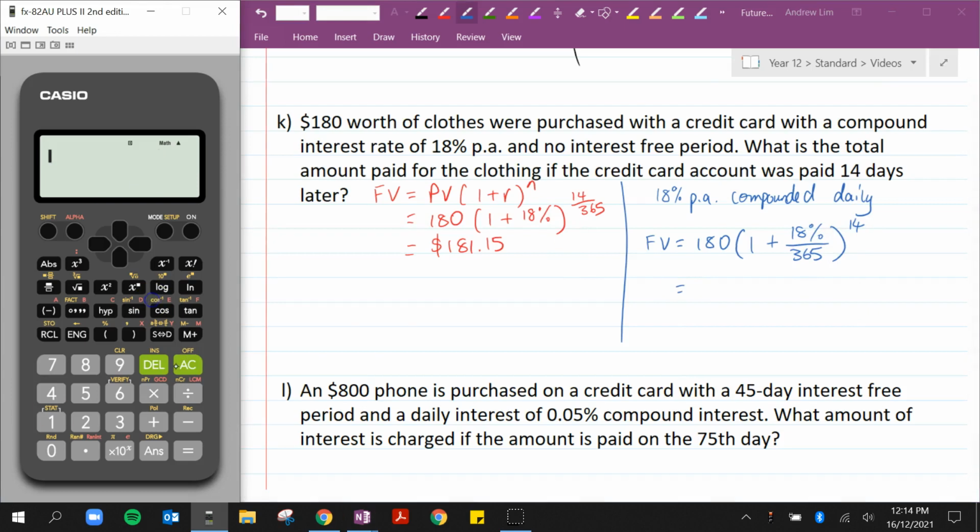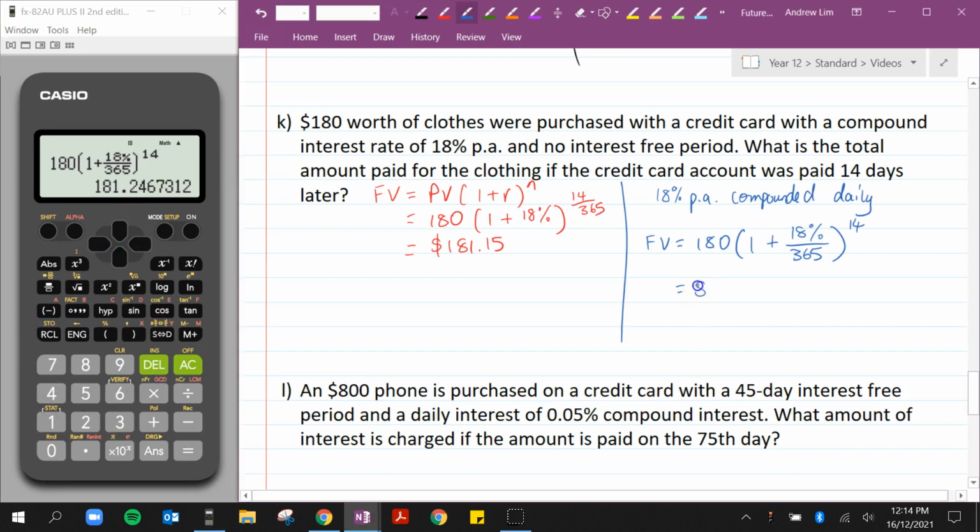If we were to put that in the calculator, what do we get? 180 bracket 1 plus 18% over 365 to the power of 14. We get $181.25. Can you see how it's a little bit different? Okay, so make sure you understand what the question is actually asking. This one does not say that it's compounded daily, even though most of the time it is. So just be careful with what you do.